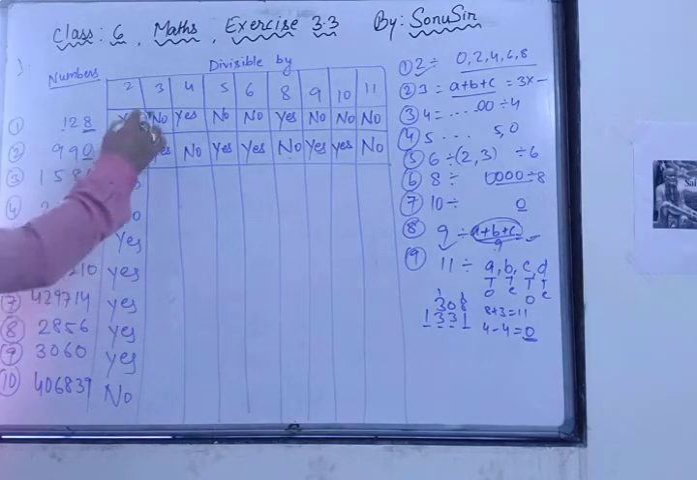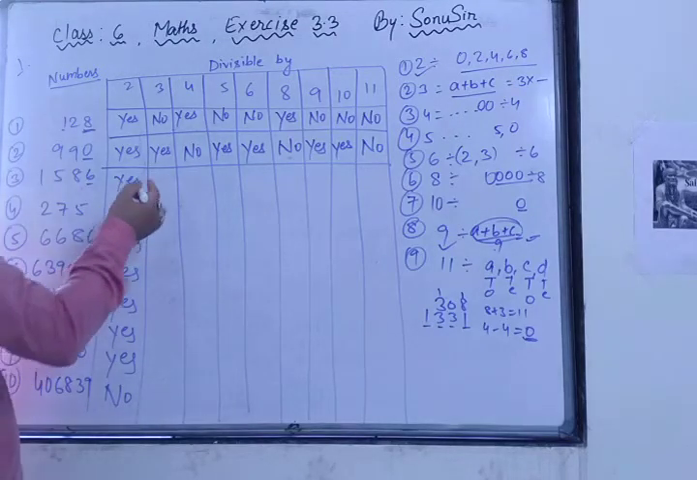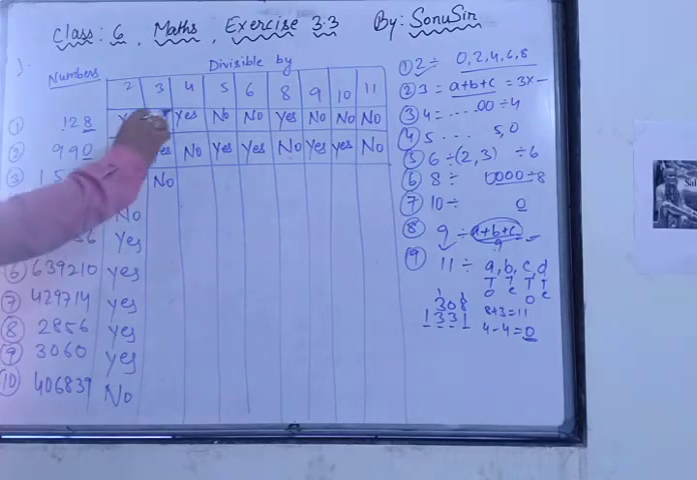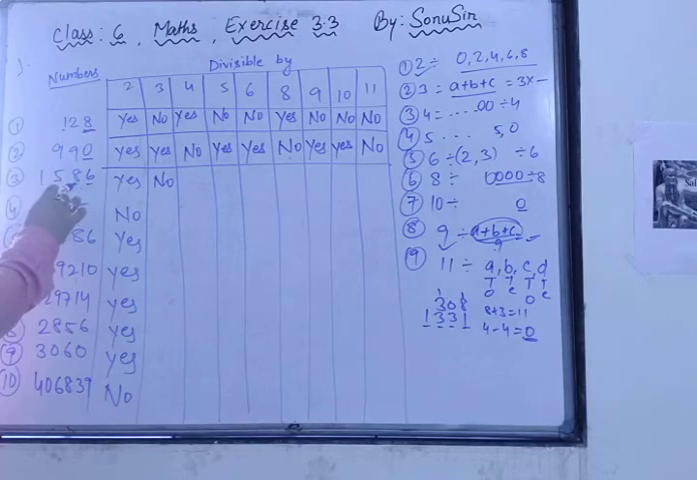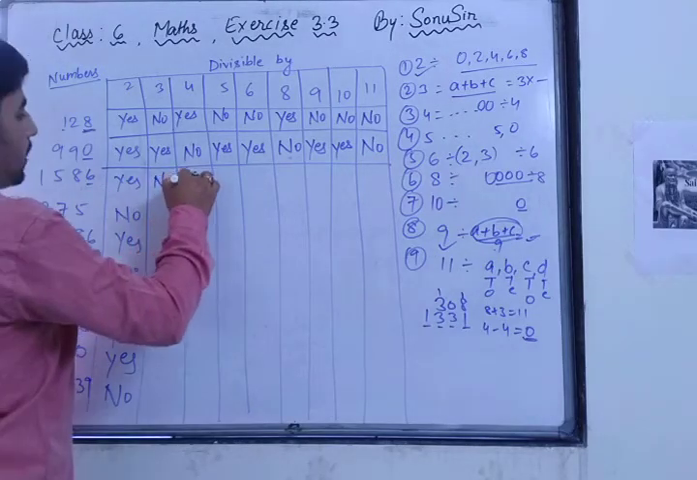2, it is divisible. What about the 3? 8 plus 6, 14, plus 1, 15, plus 5, 20. 20 is not a multiple of 3, so it is not divisible, right? What about the 4? The last 2 digits must be divisible by 4, right? 4 1s are 4, 4 4s are 16, and 26, not divisible. You can see here 4 3s are 12, 4 9s are 36, 4 8s are 32, and 4 7s are 28. 26 is coming, so it is not divisible by 4.